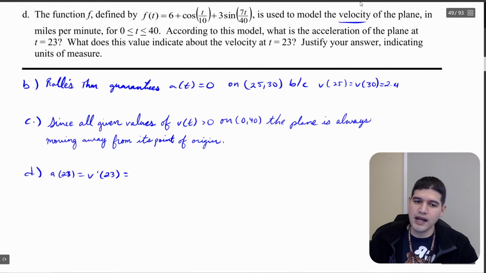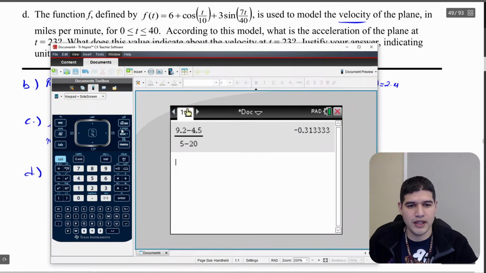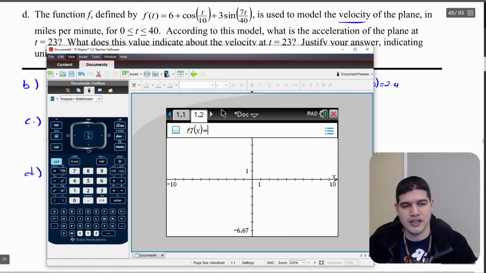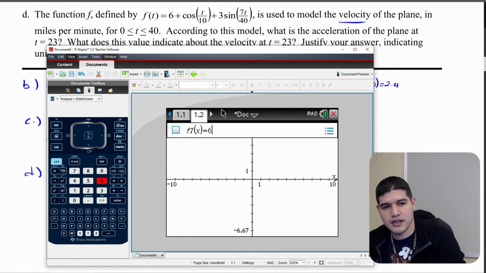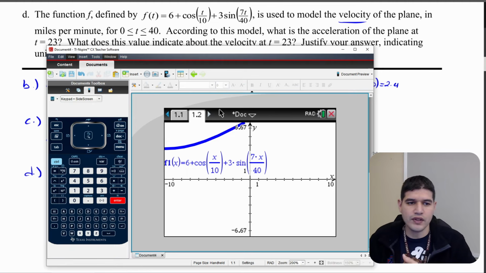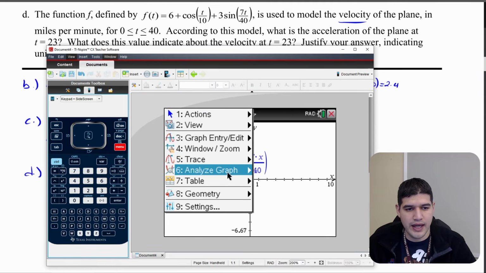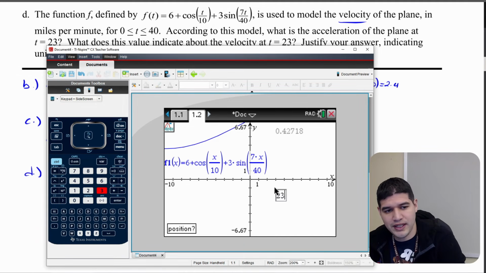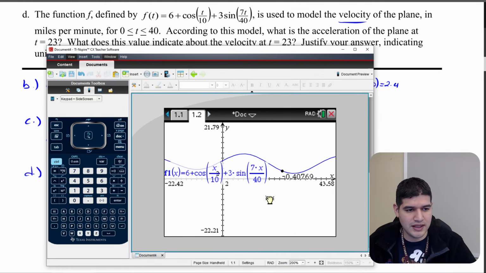Again, this is a calculator question. So what I'm going to do is bring up my calculator and make a graph, because that's a little bit easier to work with. I'm going to put in my function using x for t. So let's go 6 plus cosine of x over 10 plus 3 sine of 7x over 40. All right, so we have that there, and we want to find the acceleration at 23. So I'm going to go menu, analyze graph, and we want the derivative, because this is the velocity function. If we want acceleration, we need the derivative, and we can just type in 23 and hit enter. You can see that it pops up over here.